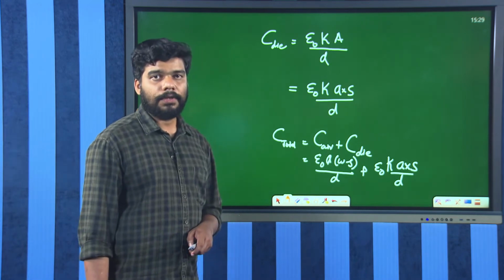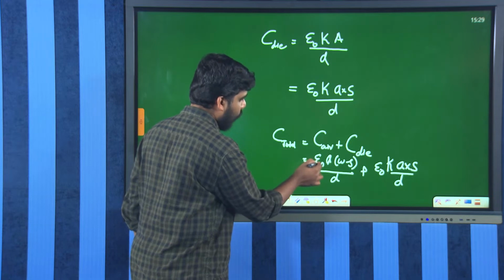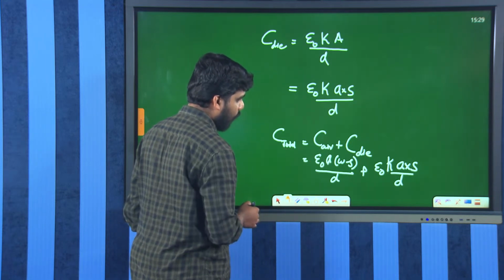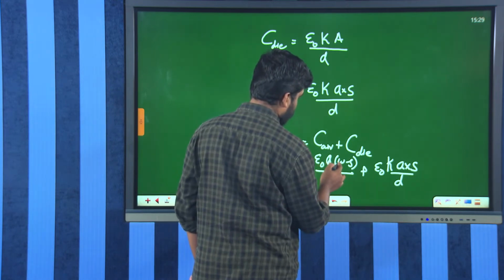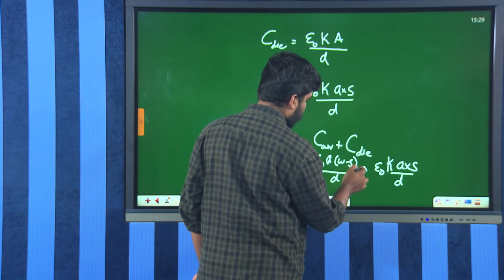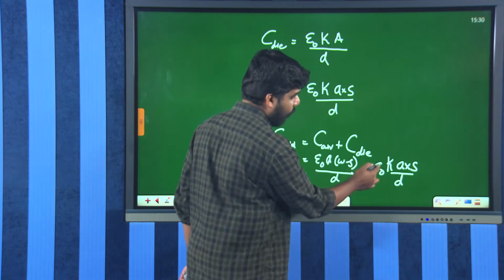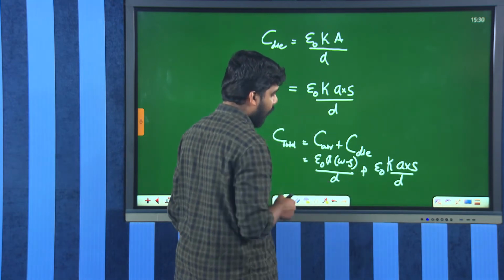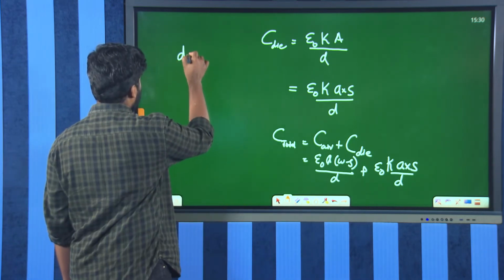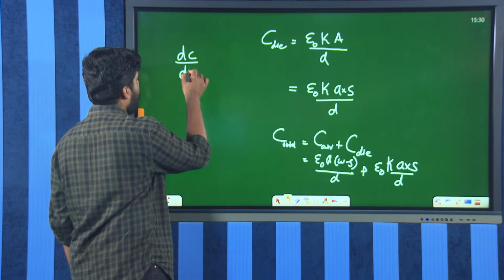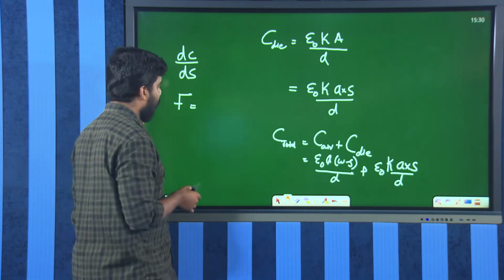S by D. So, on substitution, you will get C total is equal to, and rearranging, all terms will go. The only remaining terms will be epsilon 0 A into W by D, minus epsilon 0 A S by D, plus epsilon 0 K into A into S by D. So, we have to differentiate this, because we want to find out what dC by dS is, and we have to substitute it in the equation for F.